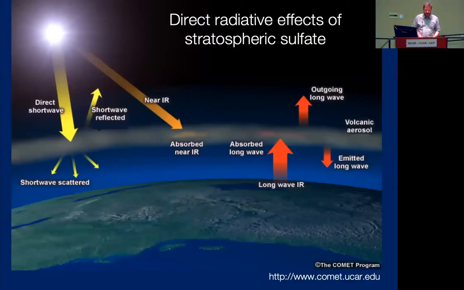We care about this because aerosols have a number of important effects on radiation. Basically, they scatter sunlight back out into space, and so they can cool the surface. They also absorb the Earth's infrared radiation, and so they can heat the stratosphere when that happens.